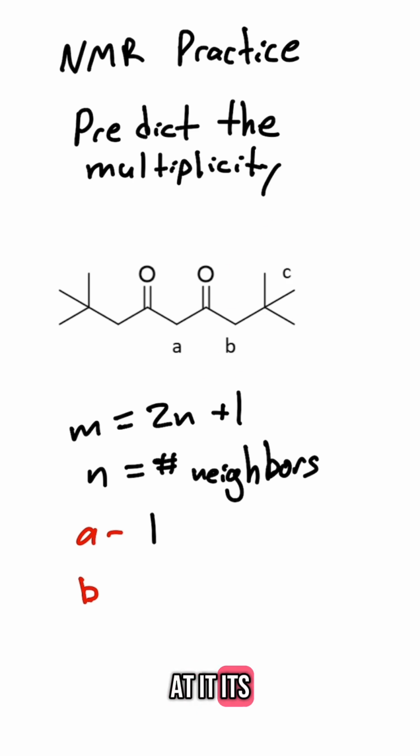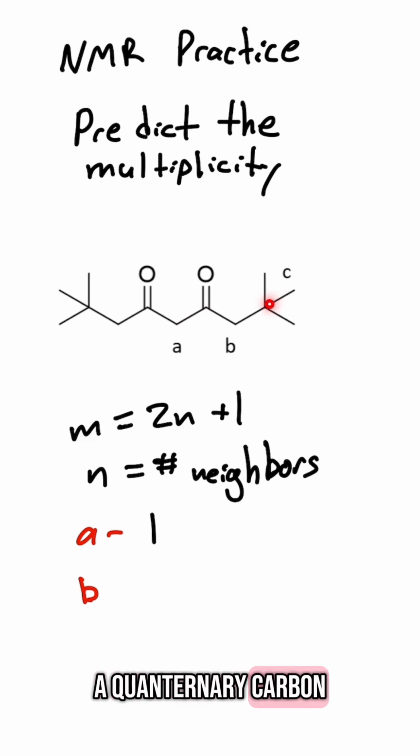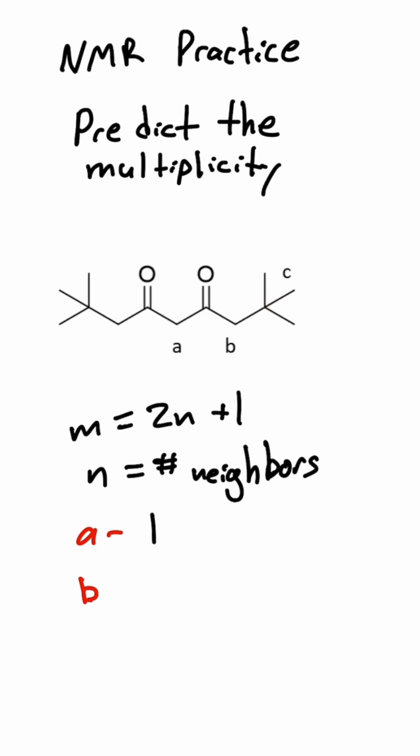Now if we go to B and we look at it, its neighbor is a carbonyl and then a quaternary carbon, which also has no hydrogens. So its multiplicity is also 1.